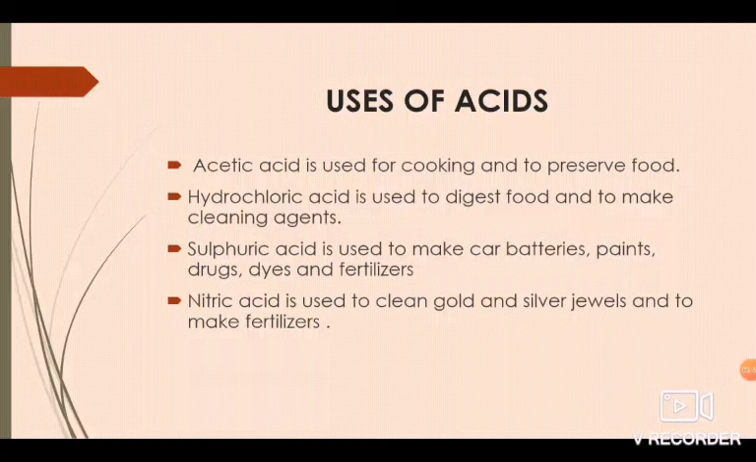Sulfuric acid is also called the king of acids, as it is used to make a whole lot of things like car batteries, paints, drugs, dyes, fertilizers, etc. Nitric acid is used to clean gold and silver jewelry and to make fertilizers.